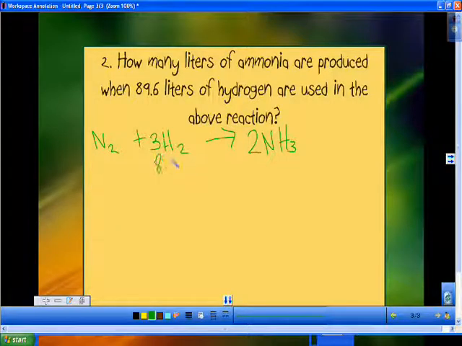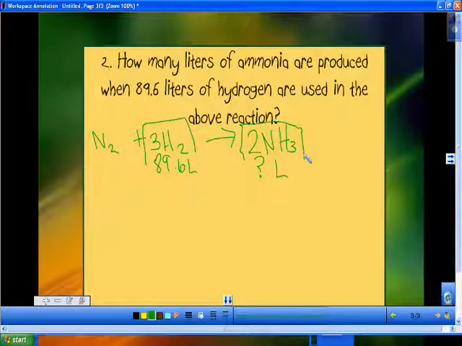This time we're given 89.6 liters of hydrogen. And we want to know how many liters of ammonia would be produced if we were starting with 89.6 liters of hydrogen. So we're going to look at just these 2, and we're going to compare them when we get to the mole ratio. So it is very similar to the problem that we just worked. You're just using one of the reactants and one of the products now, and you'll make the mole ratio with those 2. So starting out, you have 89.6 liters of hydrogen.